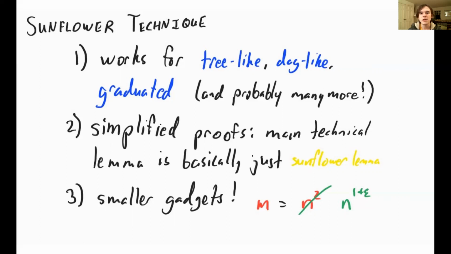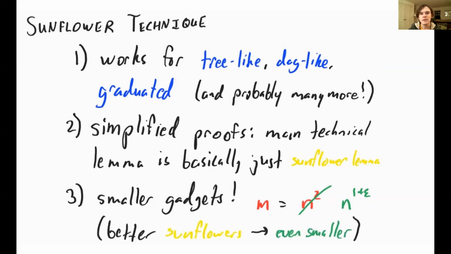Previous proofs of lifting had anywhere from n squared, which took a lot of work to get for the tree-like case, all the way up to n to the 256, which is still as good as it gets for some of these proofs. And when you replace the old proofs with the sunflower proof, all of the proofs drop all the way down to almost linear. So n to the 1 plus epsilon for any choice of epsilon, or even n log n if you're willing to sacrifice a bit in your lower bound.